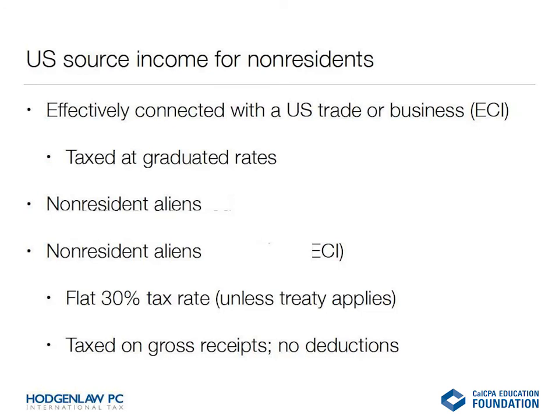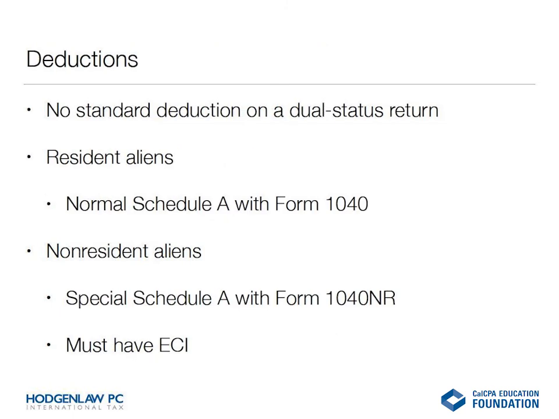Deductions. No standard deductions are allowed on a dual status return. So typically residents are allowed to take a standard deduction, but if you're in a dual status year, for the resident portion of the year, you would have to claim itemized deductions only, and you can use the normal Schedule A that comes with Form 1040.